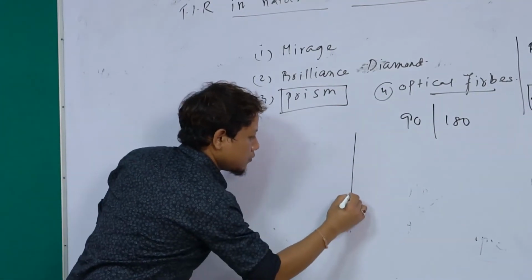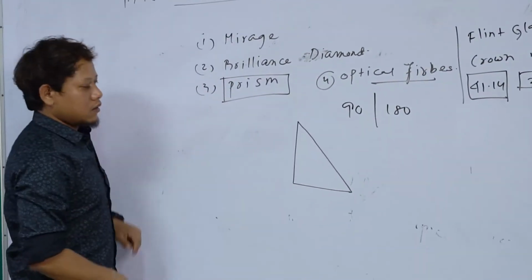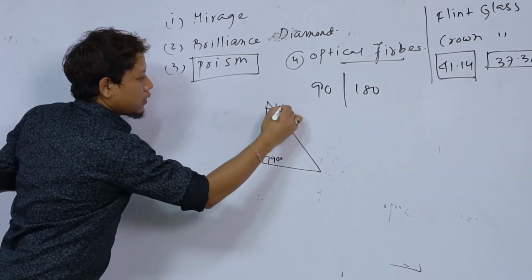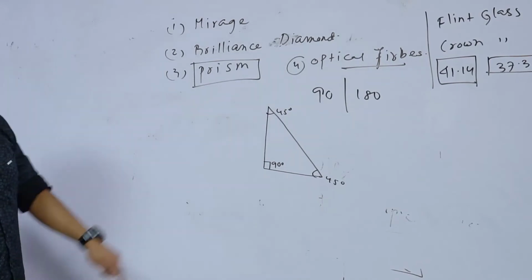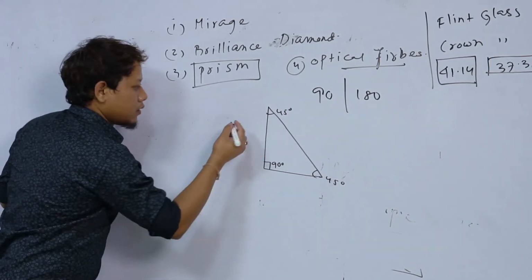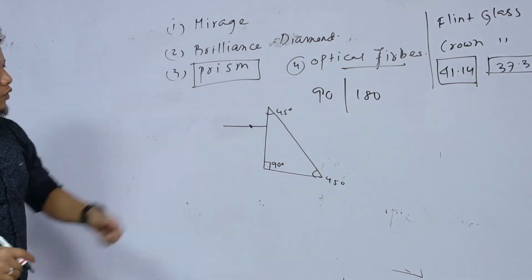So this is a prism. This angle is 90 degrees, as you can see, and this is 45. Here I'm writing outside, because of space. So 45 degrees, and 90 degrees. Suppose a ray of light is incident on the face of the prism.